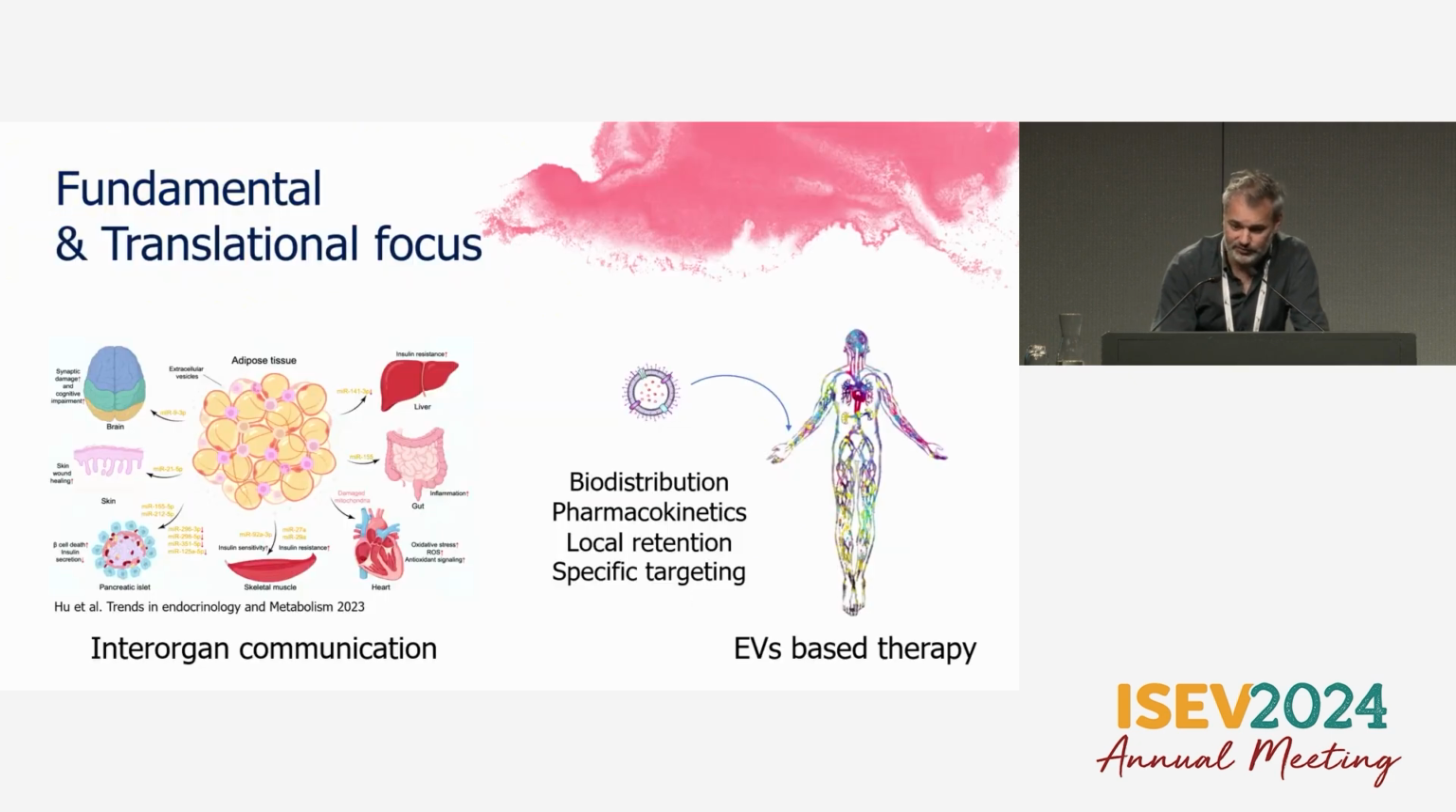And it's really important to understand that, both in terms of fundamental and translational research, because nowadays there are more and more studies showing that EVs are involved in inter-organ communication, both in physiology and pathology. So you have an example here of adipose tissue EVs. But also, as we just heard, EVs are promising therapeutic tools, and therefore we need to understand their biodistribution, their pharmacokinetics, and eventually to modulate their destination and force them into certain places.